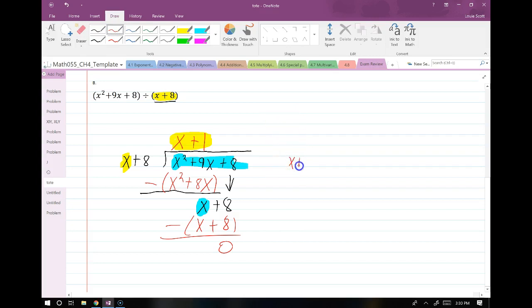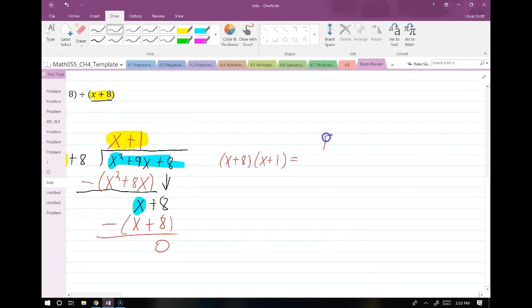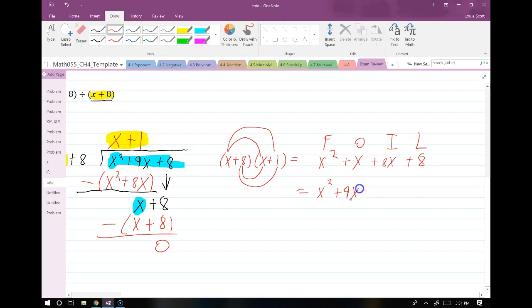You say, well, if I multiply x plus 8 and x plus 1, what would I get? Well, you'd get x squared for your outer term, plus x for your inner term, plus 8x, and for your last term, plus 8. When we put those terms together, we get exactly what we wanted. And since these two match, we did this correctly.